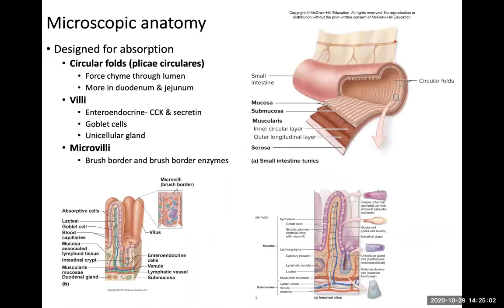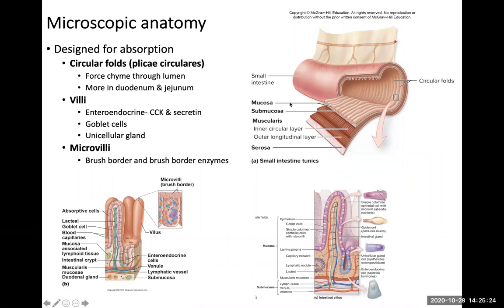Okay, so just a little bit about the microscopic anatomy of the small intestine. When you look at the small intestine, you'll notice that the mucosa and the submucosa are folded into what we call circular folds. These circular folds play an important role in helping to propel chyme through the lumen of the small intestine. You find many more circular folds in the duodenum and the jejunum than you do in the ileum.